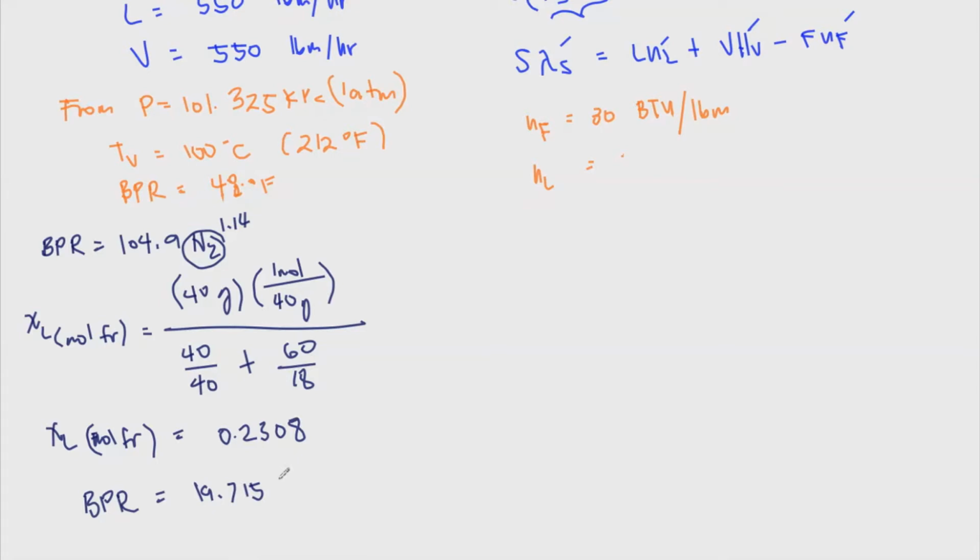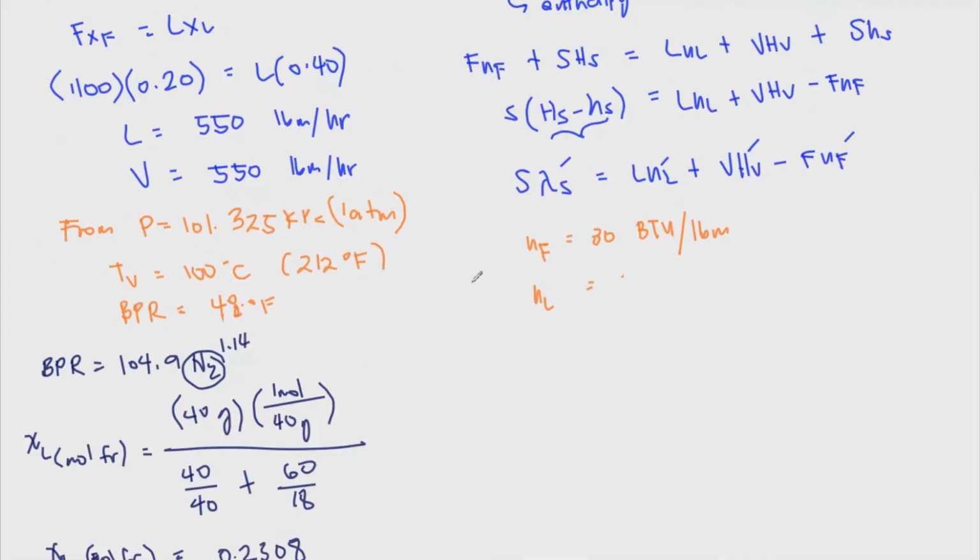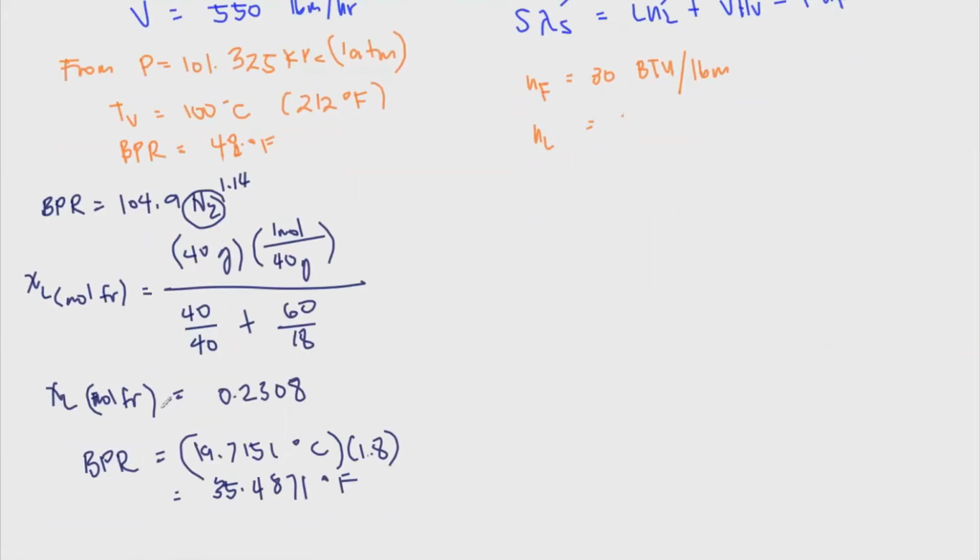Okay, and then using this formula, the BPR would give us a value of 19.715 degrees Celsius, and then to convert this to Fahrenheit, let's multiply by 1.8. This would be equal to 35.4871 degrees Fahrenheit. So as you can see, the BPR obtained from this Miranda formula and from the Duhring's chart are actually quite different. They differ by around 13 Fahrenheit units.